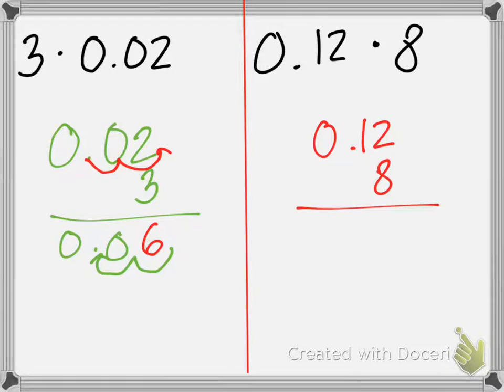And again, I move my bunny hops 1, 2. Get rid of that decimal. It's gone. 8 times 2 is 16. 8 times 1 is 8, plus 1 is 9. I move my bunny hops back twice. So for the very first one, we get 0 and 6 hundredths. And for the next one, we get 96 hundredths.